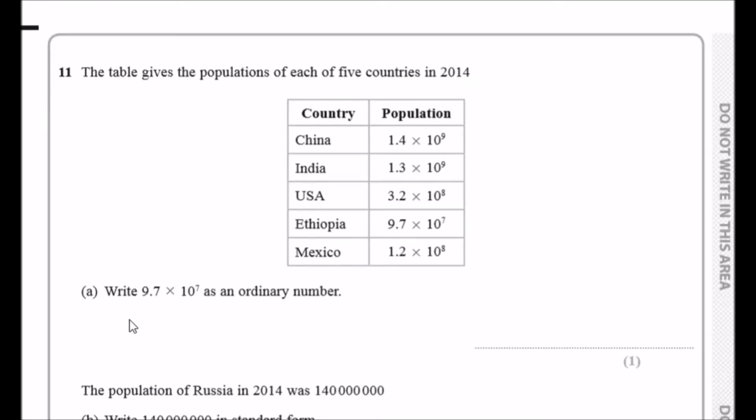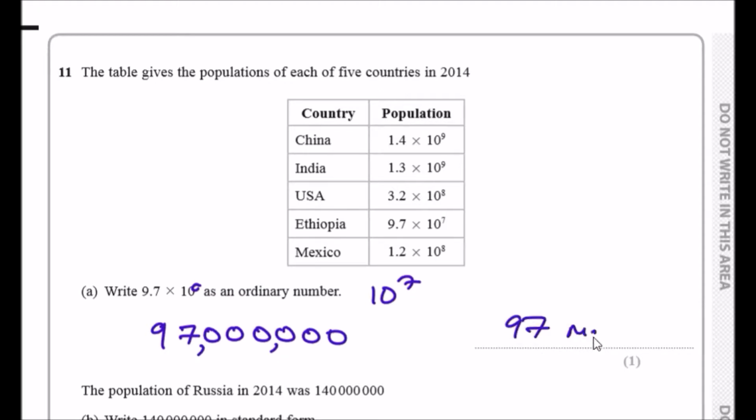Now, part A: write down 9.7 times 10 to the power 7 as an ordinary number. So this is 9.7 times 10 million. The trick is that the 7 represents the number of digits after the 9. So 10 to the power 7, we're going to have 9 and then 7 digits: 1, 2, 3, 4, 5, 6, 7. Just put the commas in. Voila, 97 million. Put this as an ordinary number, so this answer wouldn't be correct, but 97 million would.